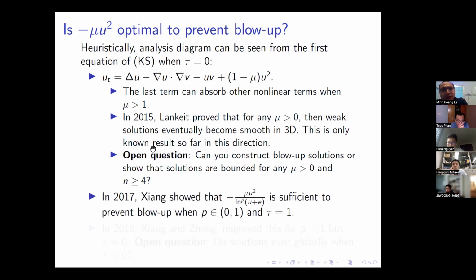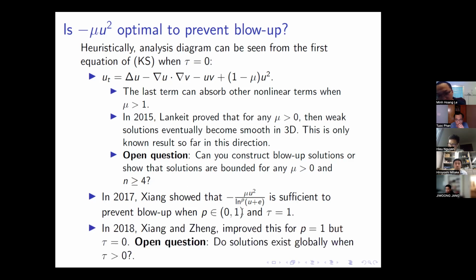Right. But is the minus mu u squared here optimal in regard to blow-up, in the sense that if it's smaller than this, then the solution blows up, and if it's bigger than this, the solution exists globally? And in 2017, we have the answer for that. He showed that it's not optimal. Actually, we can make it better. We can replace that minus mu u squared by this term we call the sub-logistic degradation term. We divide it by log to the power p, where p belongs to (0, 1) and tau equals 1. He proved that in the paper.